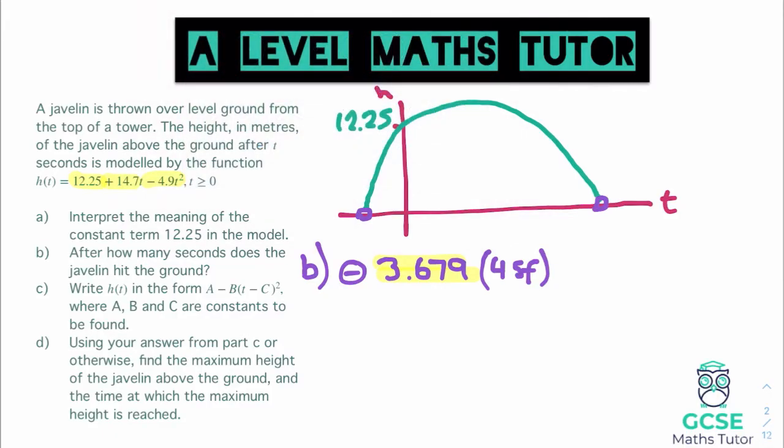Okay, so for part C, it says write the function of t here in the form a minus b brackets t minus c squared, where a, b and c are constants to be found. So hopefully you are recognising that as completed square format. So we do have to complete the square for this quadratic. Now obviously that involves you being able to complete the square for harder quadratics, and in this particular case you need to complete the square for a negative quadratic.